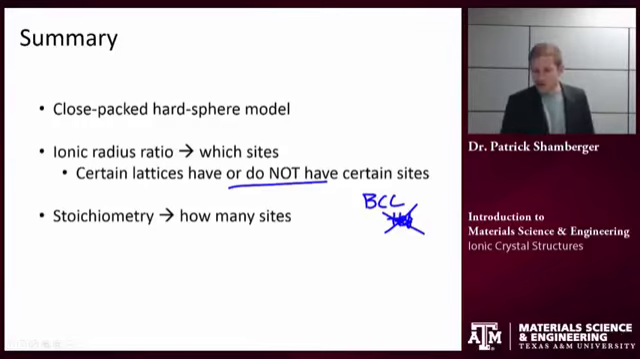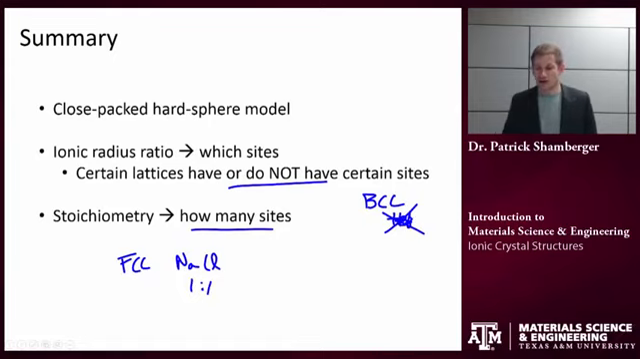And finally, we talked about stoichiometry, how many of the sites are occupied. And so in the FCC case, for sodium chloride, we know there's a 1-to-1 ratio. And so that meant that all of those octahedral sites had to be occupied.